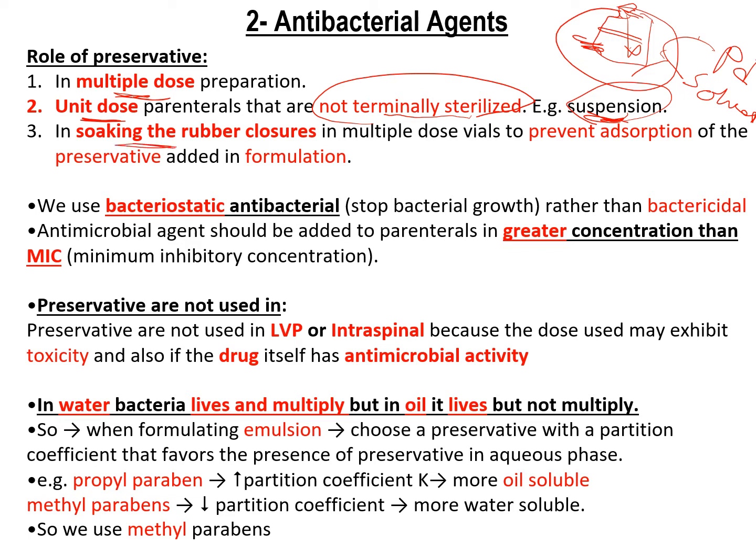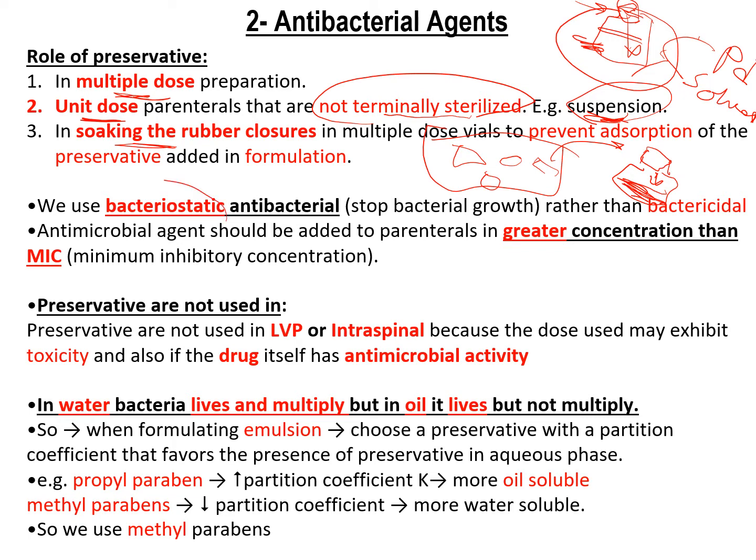Also, for the rubber closure that is used for the vial, we are soaking this rubber closure in antibacterial before use, before adding it to the vial nozzle. So after adding it, this rubber closure will not absorb the bacteriostatic or the antibacterial from our product. When the rubber closure becomes saturated with the antibacterial, it will not take antibacterial from the product. So we are preventing absorption of the antibacterial.